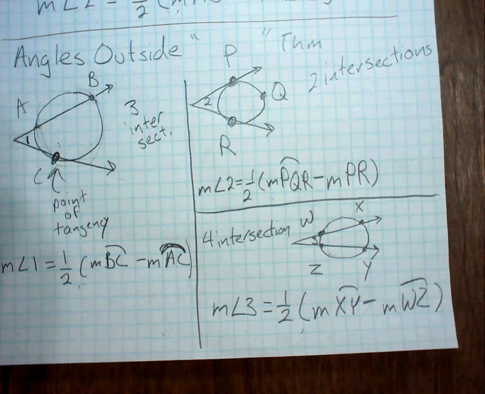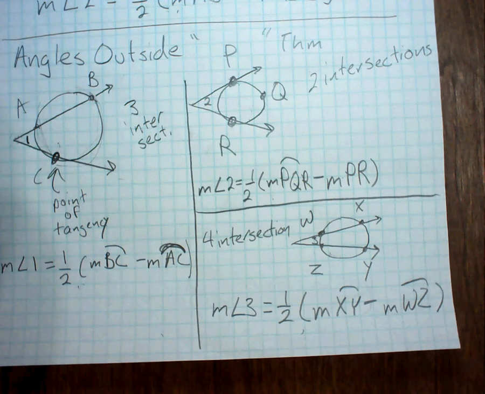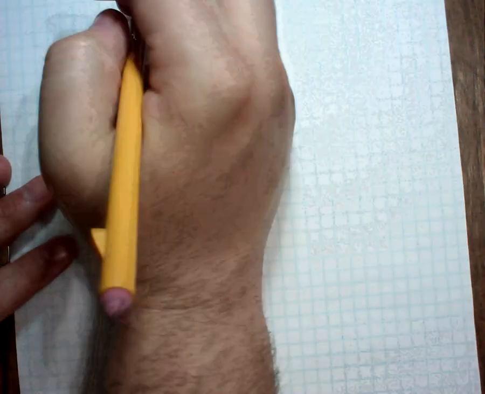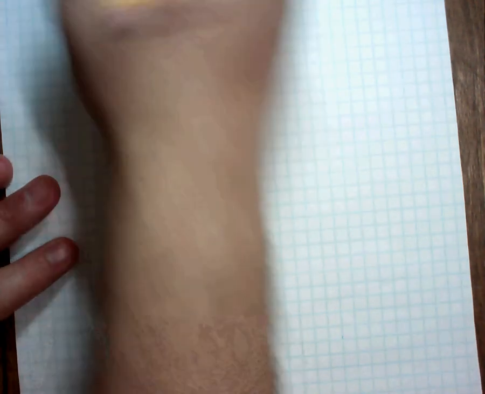And so based on the number of intersections of the angle, how many times the angle intersects the circle, then you could choose the appropriate formula. Okay, so we said all that just so we could do this next problem. So I'm going to do example number 2 eventually.